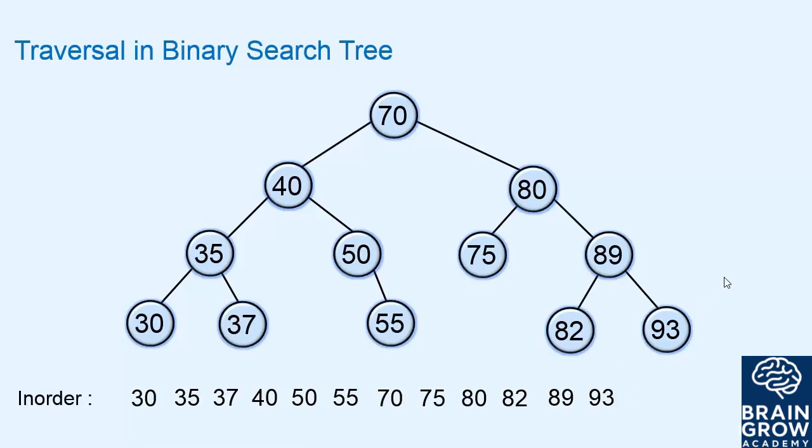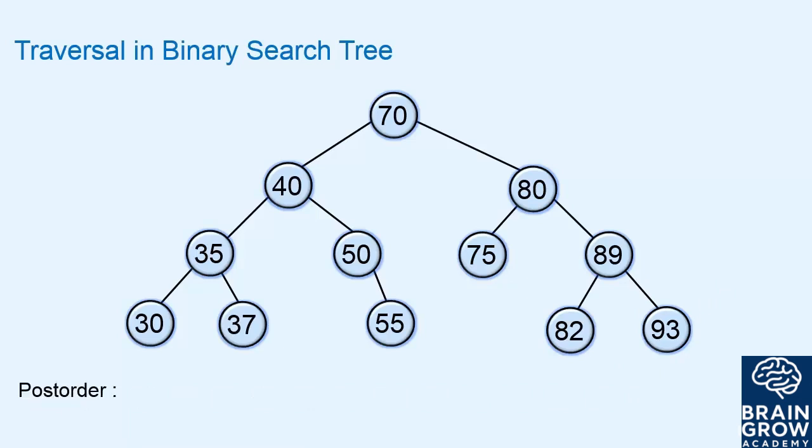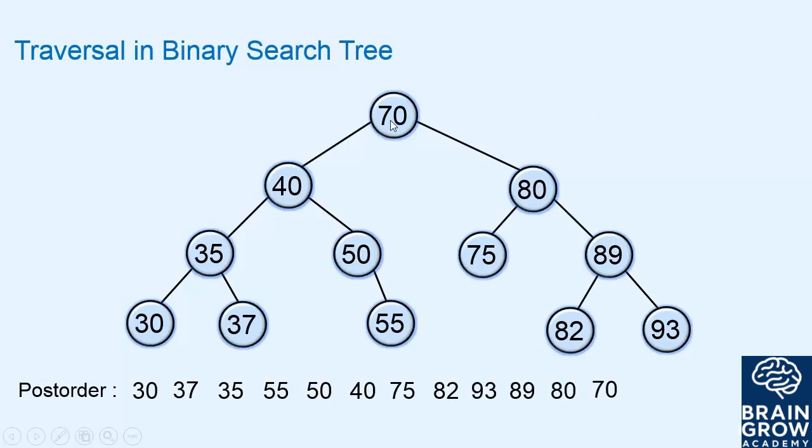Now let's see the post order traversal. In post order traversal, first the left subtree is traversed, then the right subtree, and then the root is visited. So here first we'll visit 30, then 37, 35, 55, 50, then 40, then 75, 82, 93, 89, 80, and then at last 70.